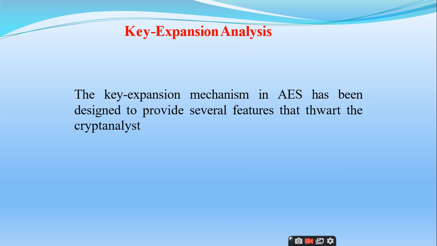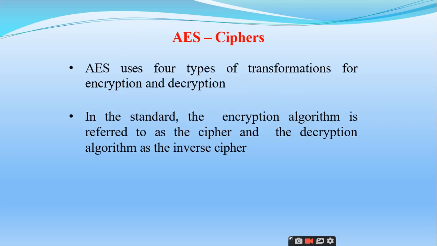The simple thing you have to remember is that the key expansion algorithm remains the same for AES 192, AES 256 and AES 128, with very minor differences in the number of iterations it takes to generate the subkeys. That's it. And coming to the last topic, the key expansion analysis. The key expansion mechanism in AES has been designed to provide several features that thwart, that is, resist the cryptanalyst. So no sophisticated cryptanalyst can attack the AES algorithm with respect to the keys, right? Is it clear?